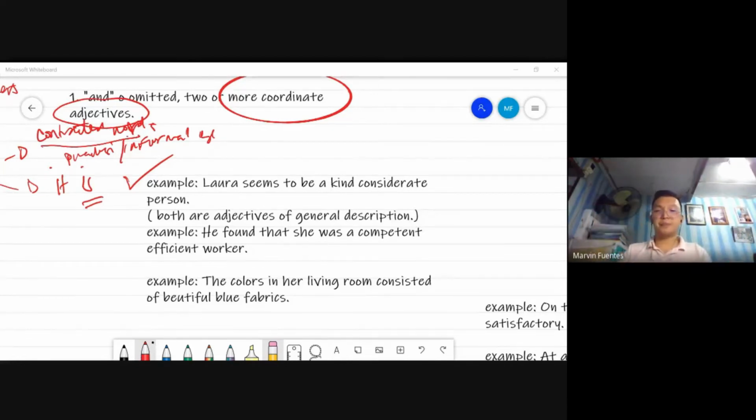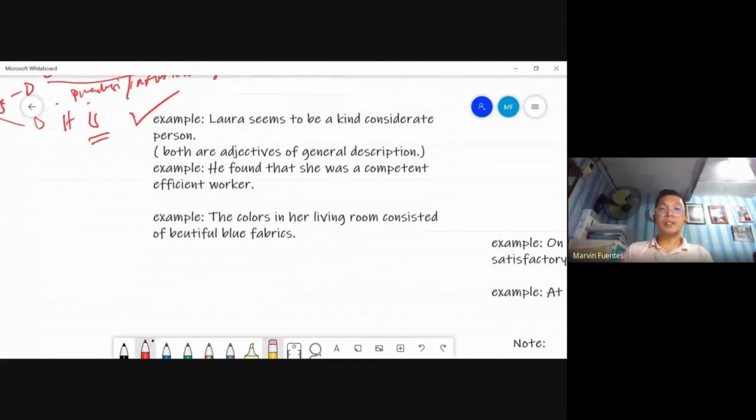Okay? Now, let's check another example. Again, you have to remember that when it comes to the end omitted, coordinate adjectives, they should be on equal rank, okay? How about example number 3? The colors in her living room consisted of beautiful blue fabrics.